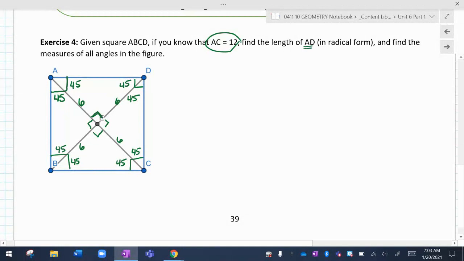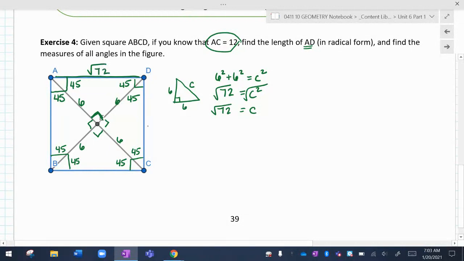Okay, well, this is a right angle, and AD is up here. So I have a right triangle, and I can do Pythagorean theorem to find the hypotenuse. So I have 6 squared plus 6 squared equals c squared. 36 plus 36 is 72. So c is the square root of 72. And since it's a square, they are all that long. And there's all my square stuff.